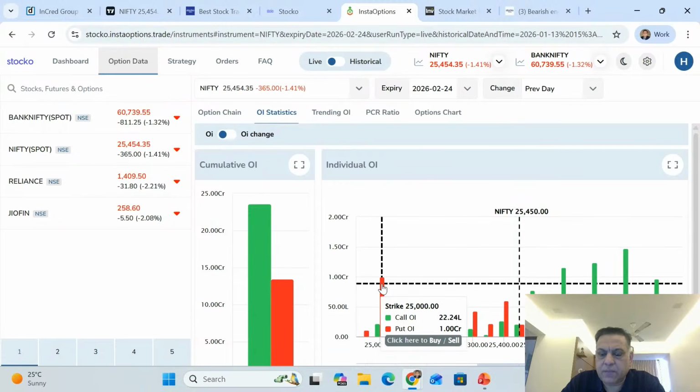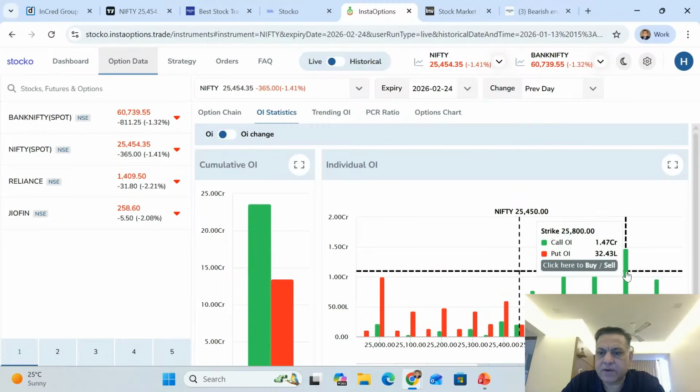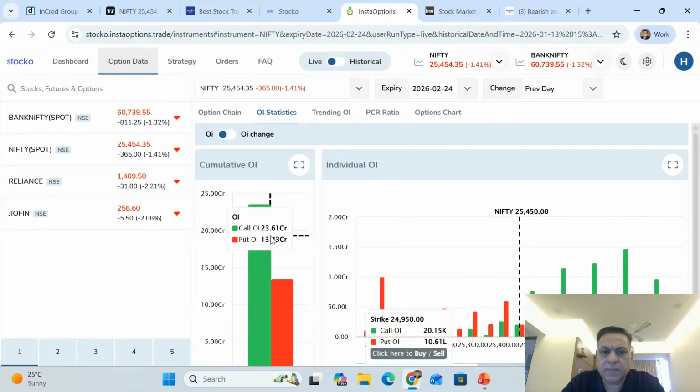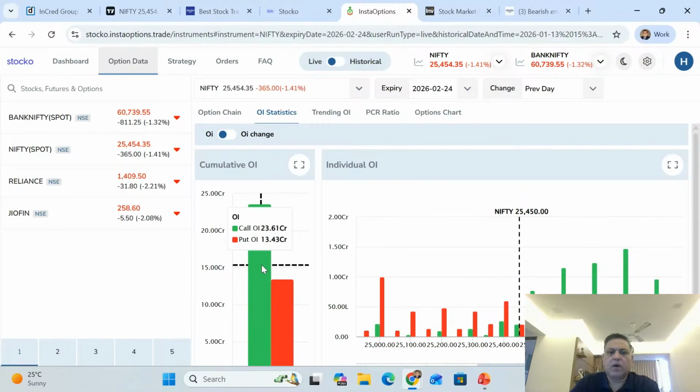So the big build-up for next week's expiry, given the uncertainty of the US data points, shows that traders have positioned themselves in the options market 500 points above and 500 points below the current price. The PCR right now: call open interest is 23.61 and put is 13.43 crores. This suggests a heavy OI buildup, which always belongs to the writers on the call side. So the market is heavy on the call side. That is pressure on the markets, but be aware of the events.